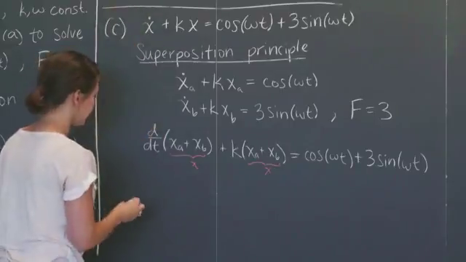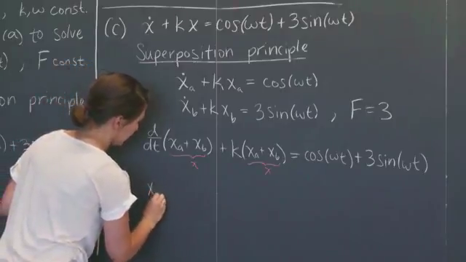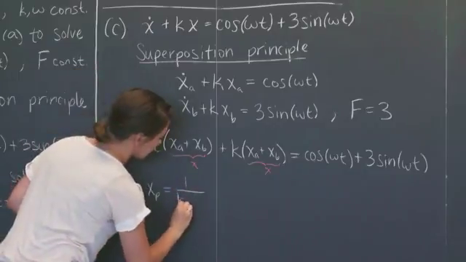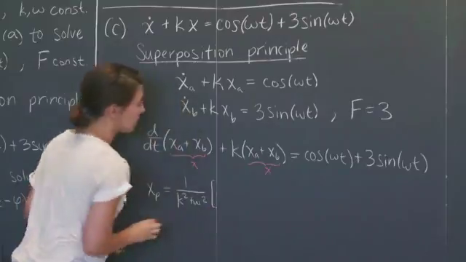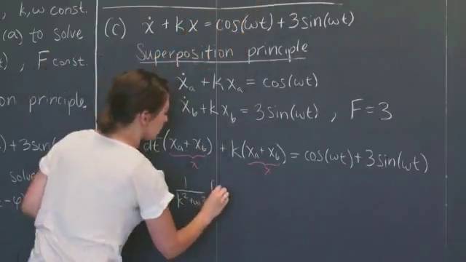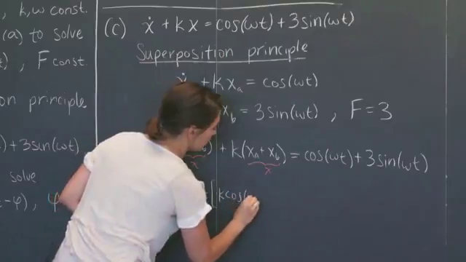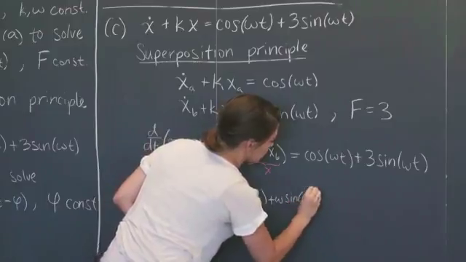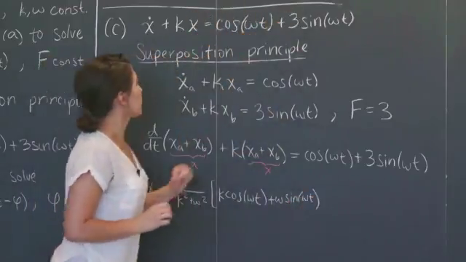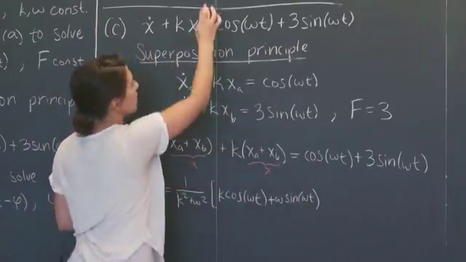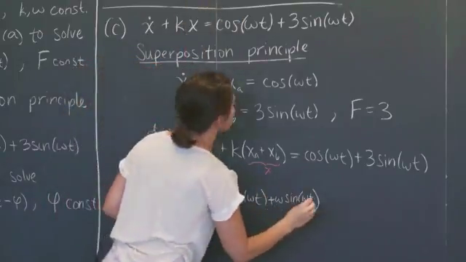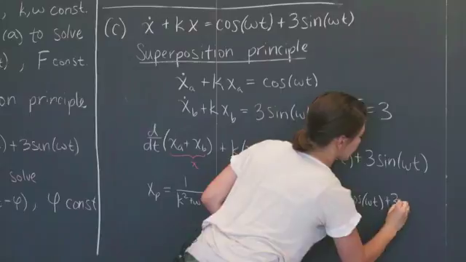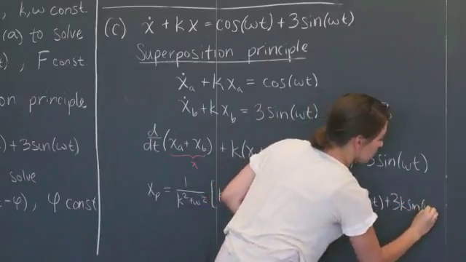and part B. So we get that x sub p for this equation is equal to 1 over k squared plus omega squared times our factor from part A, which is k cosine omega t plus omega sine of omega t, plus our factors from part B, where we're letting f equal 3 here again, so remember that this will be minus 3 omega cosine omega t plus 3k times sine of omega t.